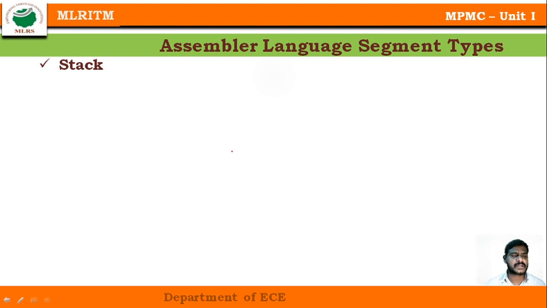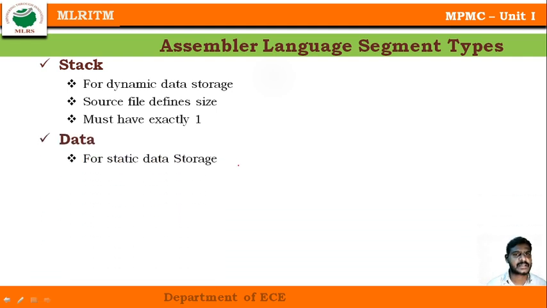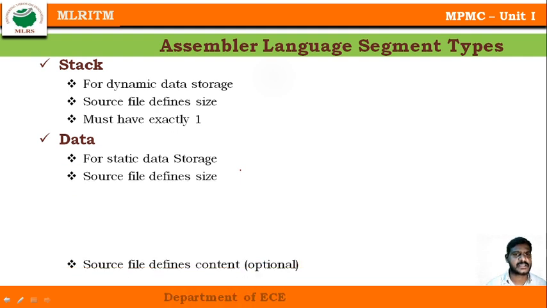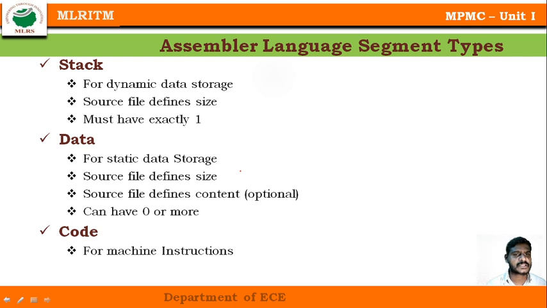Types of segments in assembler language: stack segment, which is for dynamic data storage; the source file defines its size and must have exactly one. The data segment is used for static data storage; the source file defines the size and the content and can have zero or more. Code segment contains machine instructions; you must have one or more code segments when writing a program. In case of assembler directives, stack and code segments need to be initialized whenever you write any program. But data is not mandatory; it depends upon the programmer whether to initialize it or not.